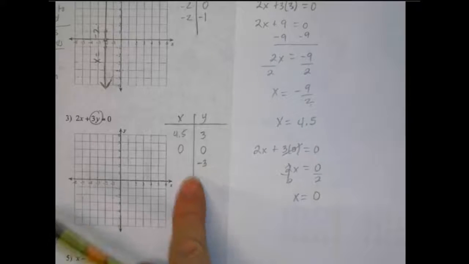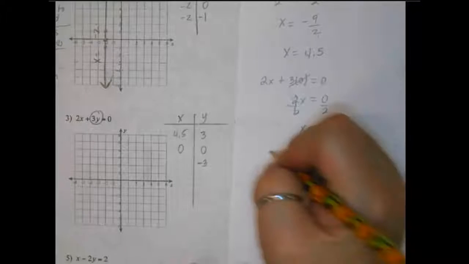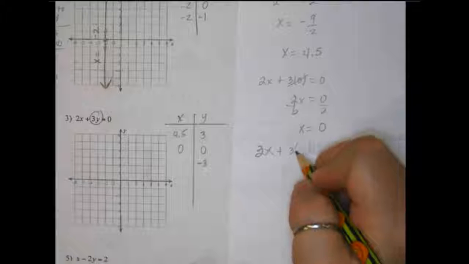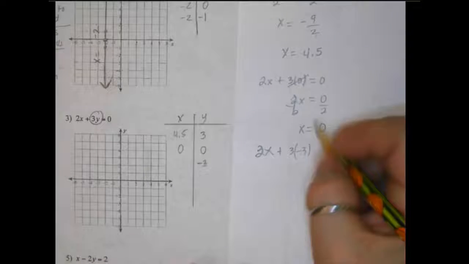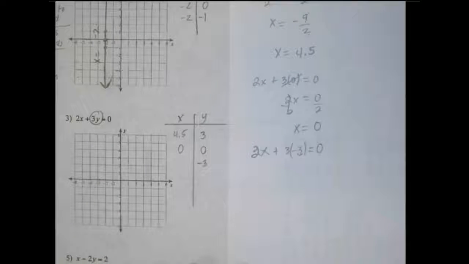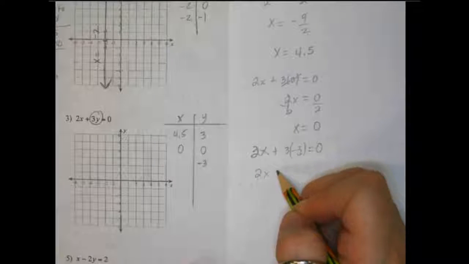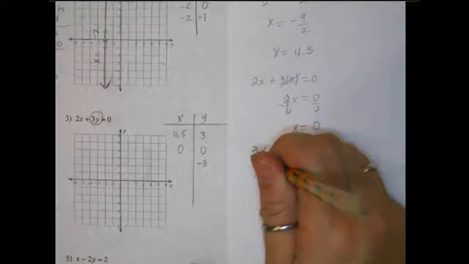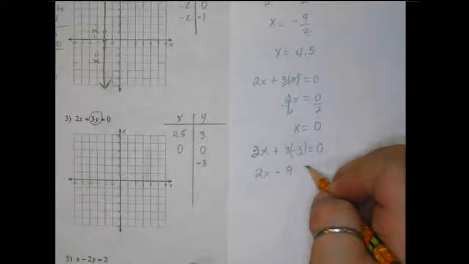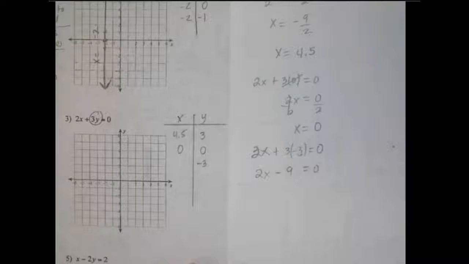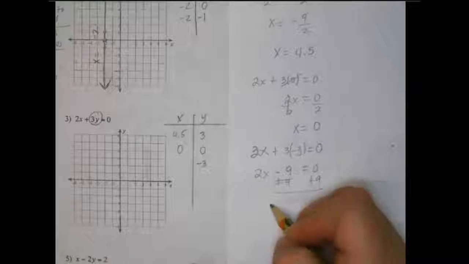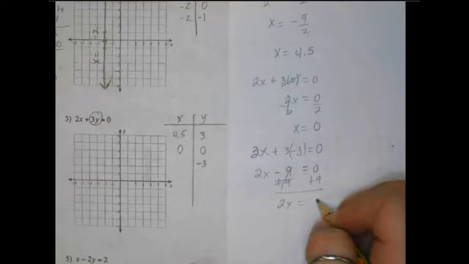Okay, I have one more, and again, I'm going to substitute. So I'm going to take my 2x plus 3, 2x plus 3 times a -3 this time. Make sure when you're substituting, you use parentheses so you don't make a mistake. Okay, use parentheses always, and it equals 0, right? So now I have 2x, 3 times a -3 gives me a -9. So I have 2x minus 9 equals 0, right? Add 9 to both sides. This gives me 2x is equal to 9.